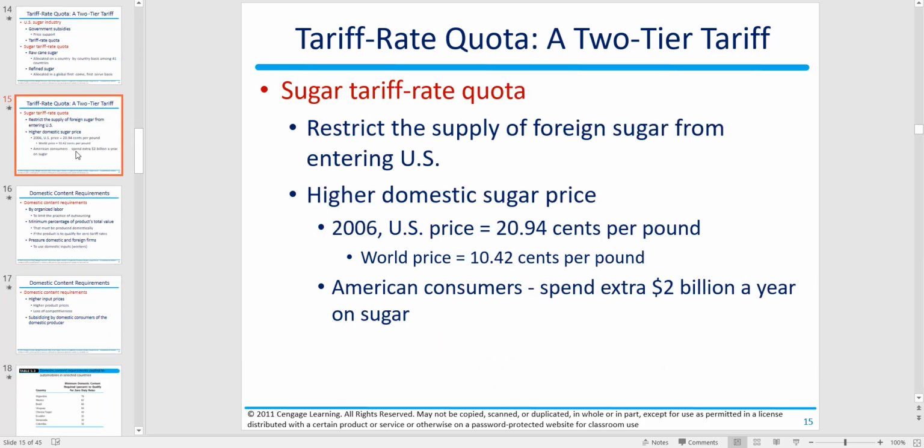What are the consequences for the US economy of adopting this system? Well, we typically pay double the world price. So for example, in 2006, the world price was 10.42 cents per pound of sugar, whereas the average price in the US was about 20.94 cents per pound of sugar. So double the world price. That's the consequence of protectionism. And the estimate was that American consumers would be spending an extra $2 billion a year on sugar than they would if the economy was open.